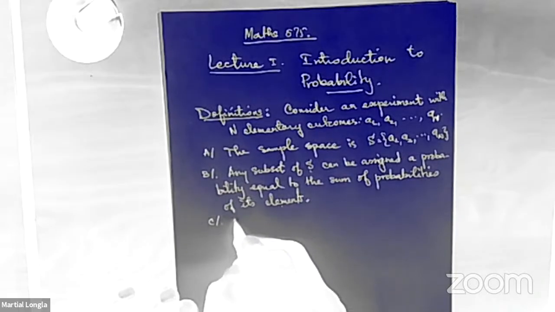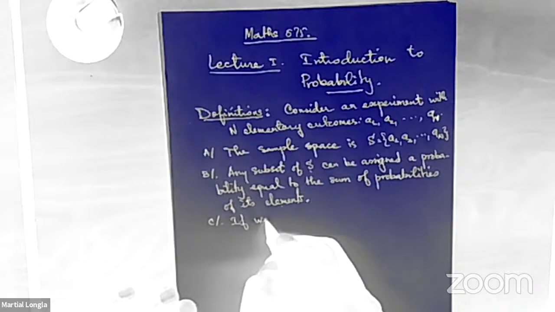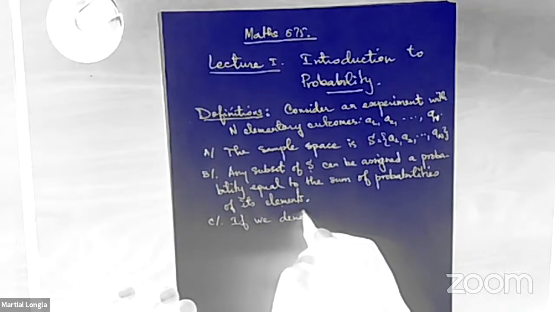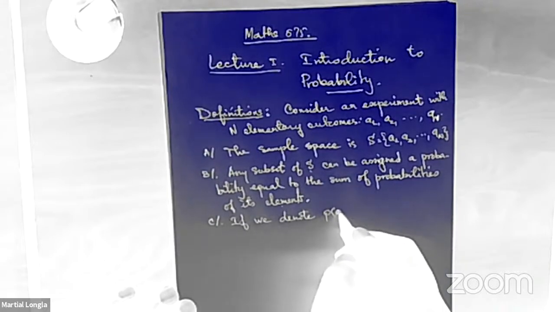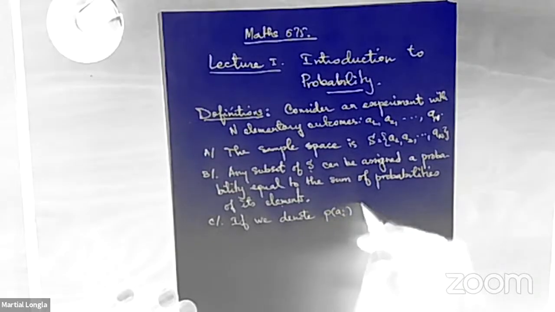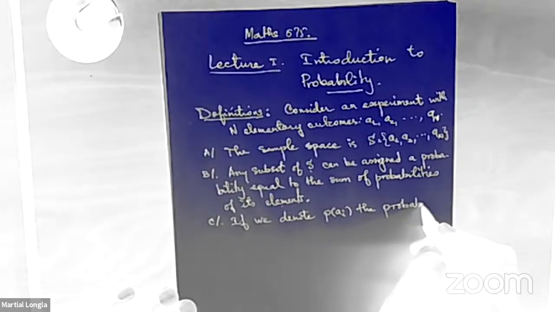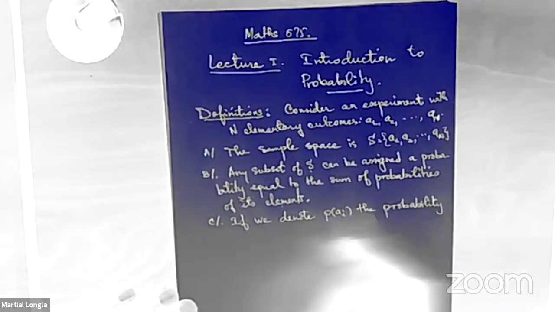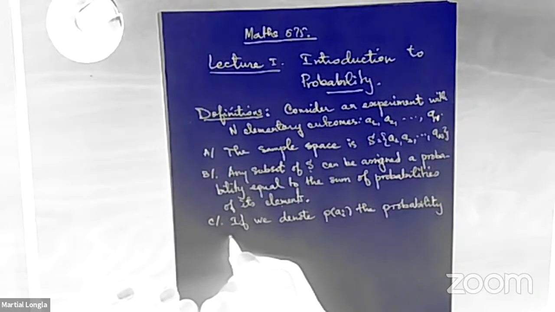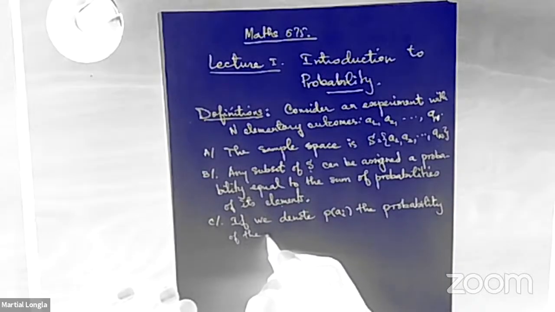Now, if we denote P of AI, the probability of the elementary outcome.